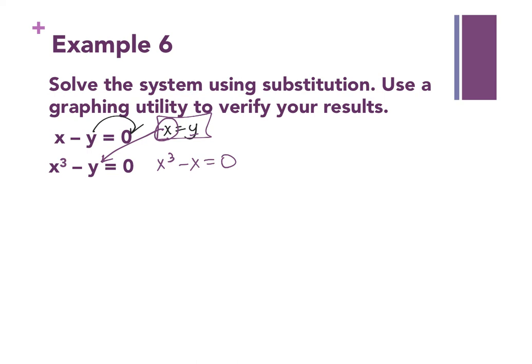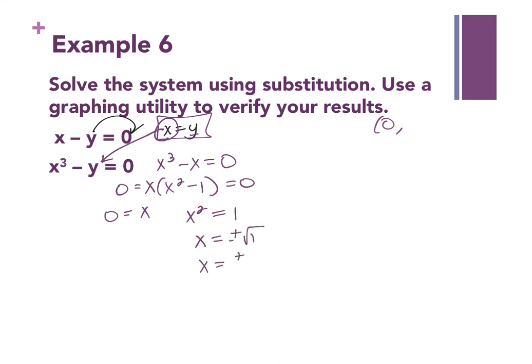X and then x squared minus 1. Good. And then what? X equals 0. And x squared minus 1 equals 0, right? So I get x equals 0. That's one x value. X squared equals 1. And x would equal plus and minus the square root of 1, which means x equals plus and minus 1. I got 1 and I got negative 1.